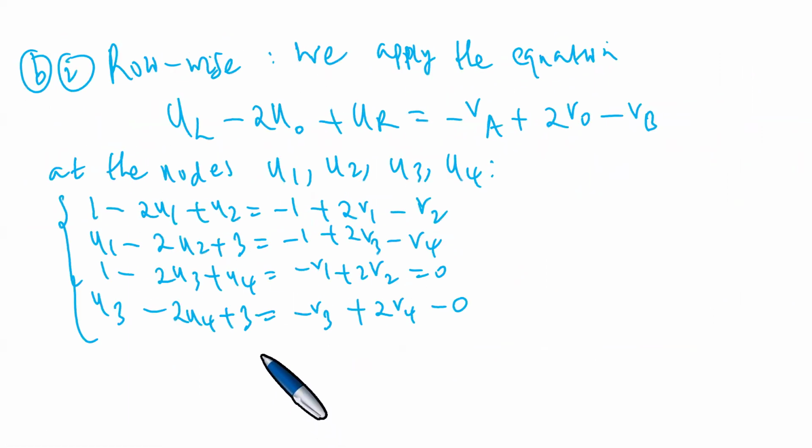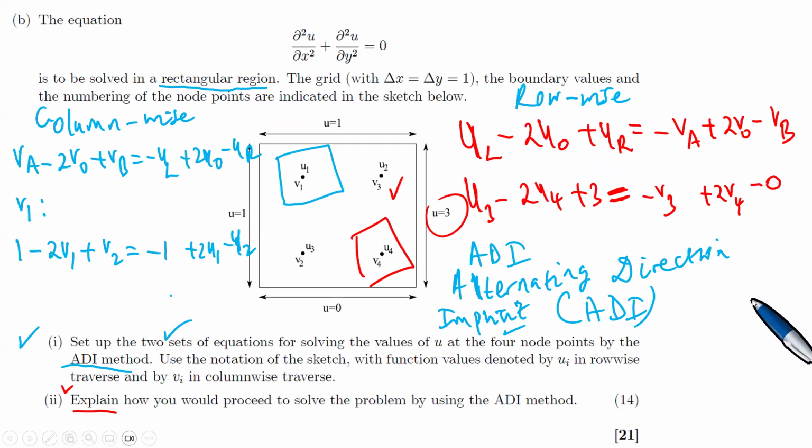But I wanted to also say we have solved this particular problem here. Given the differential equation with this particular rectangular region, set up 2 sets of equations for solving the values of u at the 4 node points by the ADI method. We've done the column-wise: VA minus 2V0 plus VB equals minus UL plus 2U0 minus UR. And then we went on to look at the row-wise, which starts with U left minus 2U0 plus U right, which equals minus VA plus 2V0 minus VB.